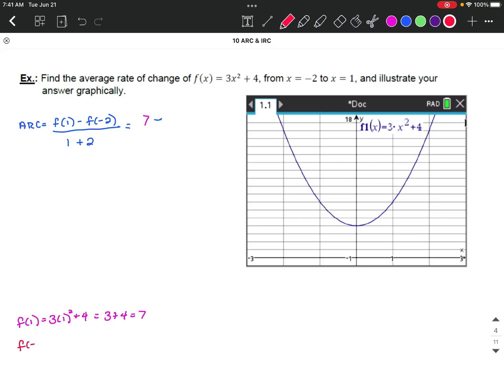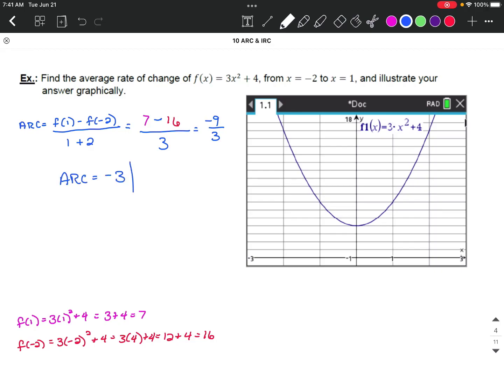Minus, now f of negative 2 is 3 times negative 2 squared plus 4, which is 3 times 4 plus 4, which is 12 plus 4, which is 16, all over 1 plus 2 is 3. So 7 minus 16 is negative 9 over 3. Our average rate of change then is negative 3. Okay, remember that's negative 3 over 1.